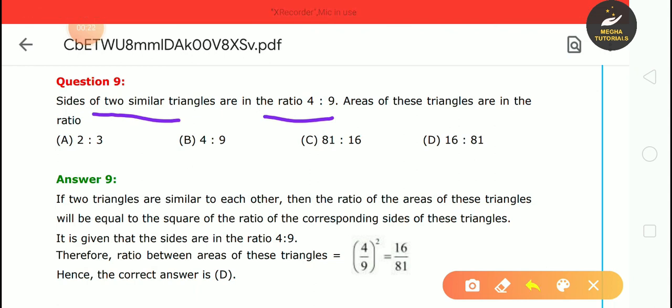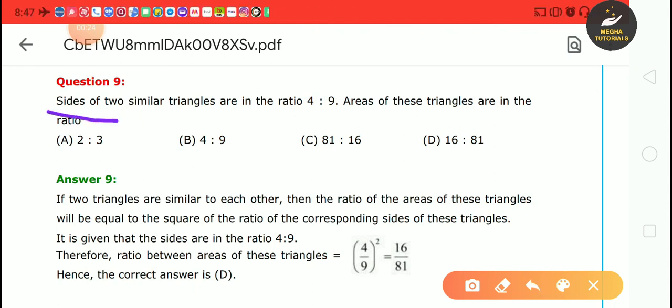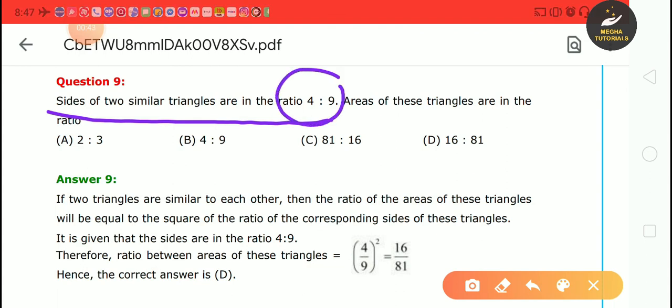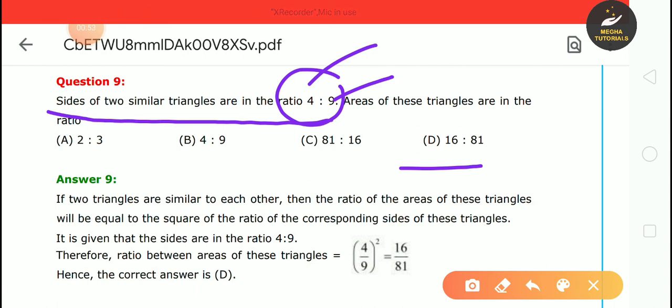So what is given? The given part is that sides of two similar triangles are in the ratio 4:9. As per the theorem of areas of similar triangles, we know that the ratio of the areas of two triangles, that is area of triangle ABC upon area of triangle PQR, will be equal to the ratio of the squares of the respective sides. Okay, so the ratio of sides is 4:9. It means the ratio of your areas will be in squares, so the square of 4 is 16 and the square of 9 is 81. Therefore the correct option will be D, that is 16:81. So this is your final answer.